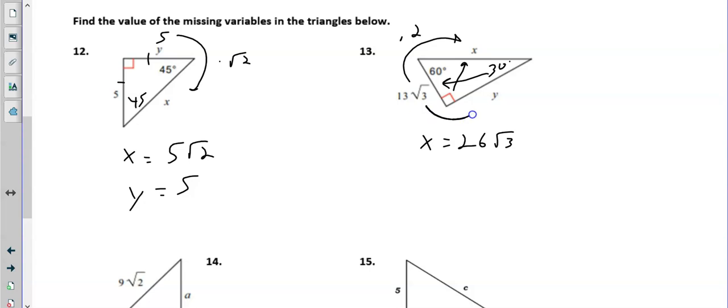Now remember, when I go to the longer side, I multiply by radical 3. Well, that means y is going to be 13 radical 3 times another radical 3. Which we've learned, the shortcut is, this is simply 13 times 3 because the radicals disappear. The long way, radical 3 times radical 3 is radical 9. Square root of 9 is 3. And so that means y is simply 39.